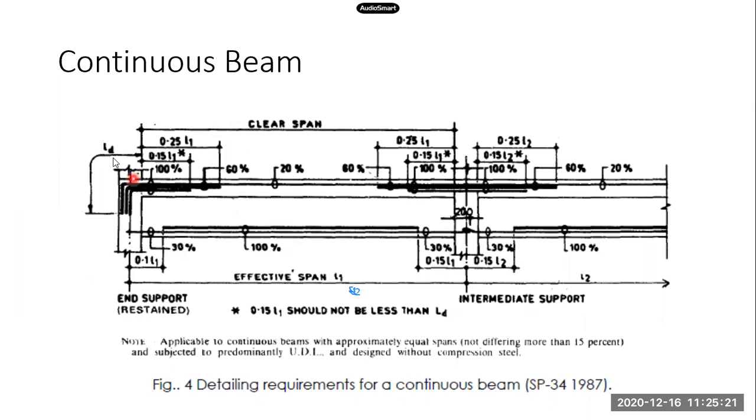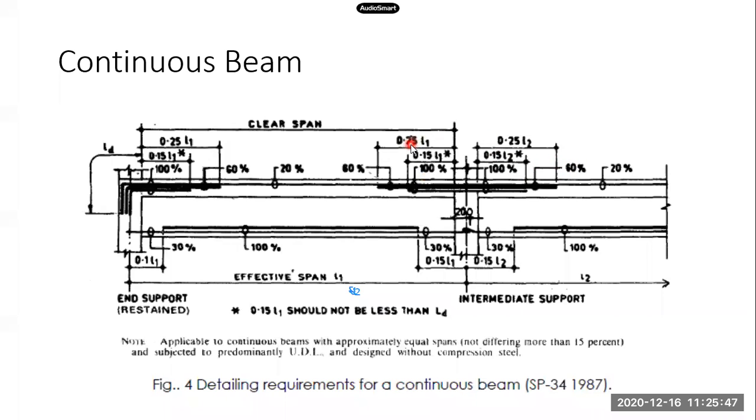Coming to the interior support, top reinforcement. Near the center of the support, you require 100% of steel on both sides. Continuity is there, so 100% and 100%. At a distance of 0.15 L1, or on this side 0.15 L2, you can go for curtailment of 40%. After curtailment, 60% is available. So 40% can be curtailed.